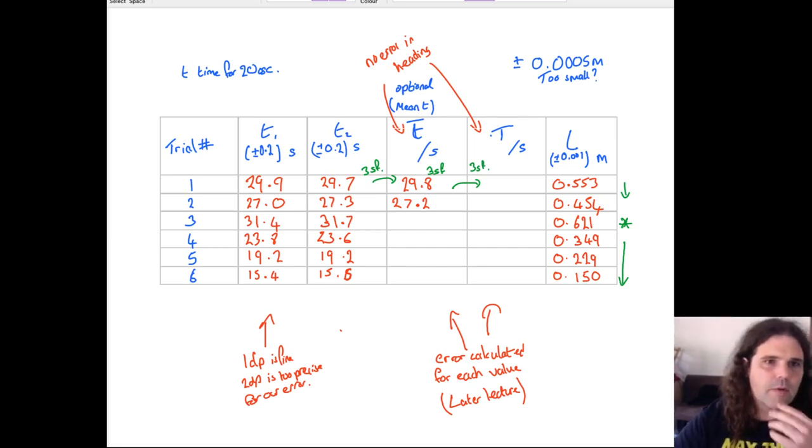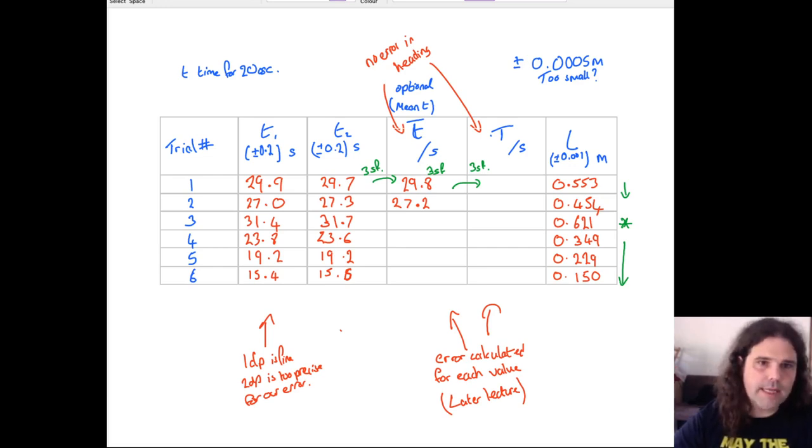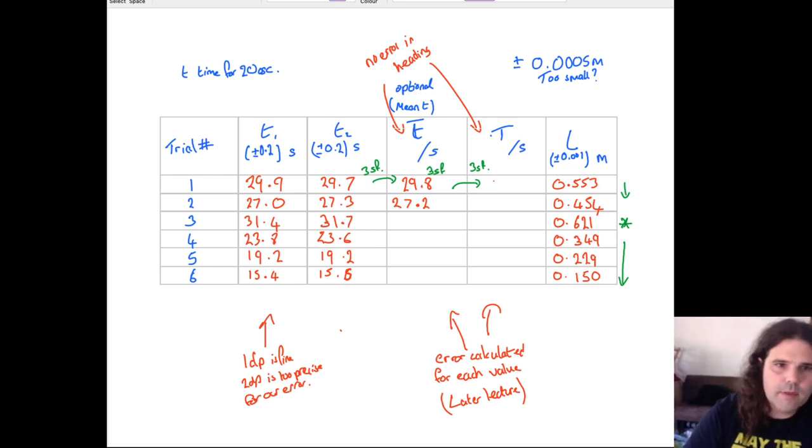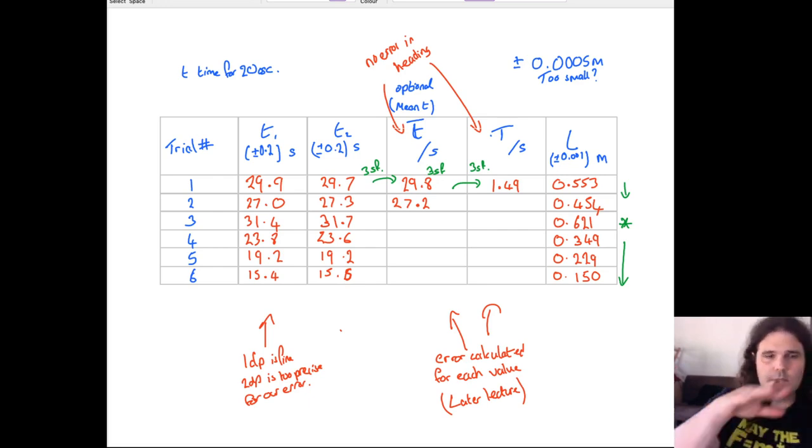All right, so that was 20 oscillations. So if we take our 29.8 and divide it by 20, we get 1.49 seconds for the period. Now, I have gained a decimal place. Doesn't matter because it's 3 significant figures. So the t-bar and the t are to the same level of precision. All right, so as you're going along, it's 3 significant figures all the way.